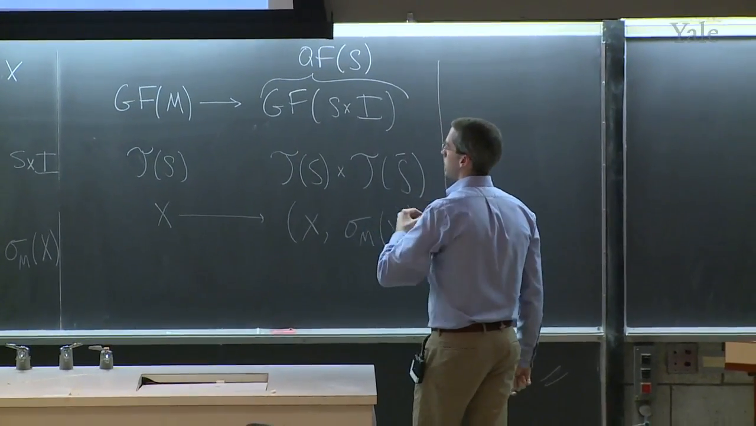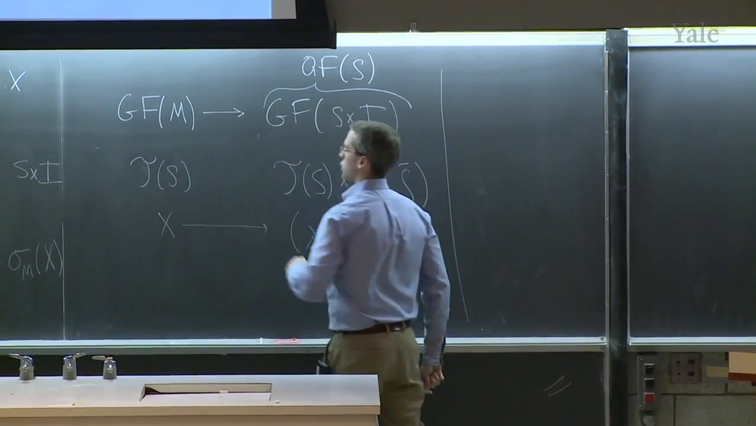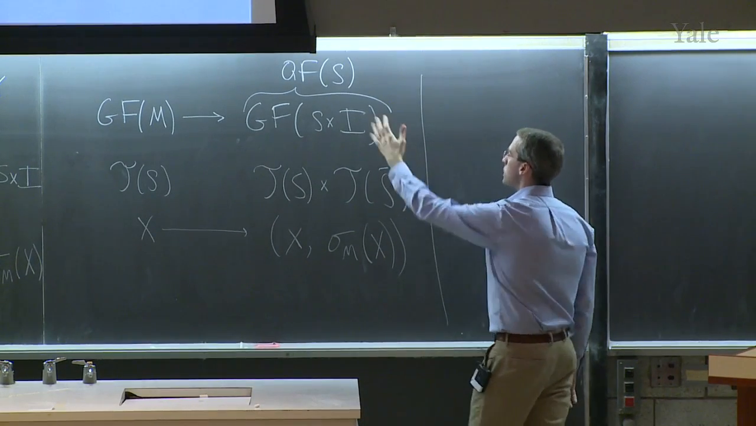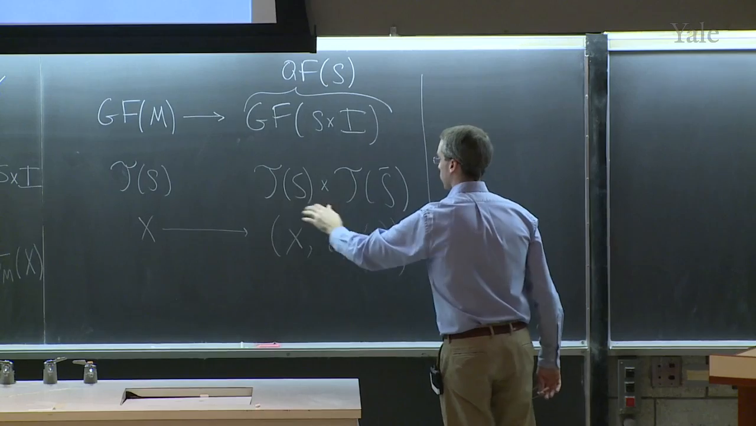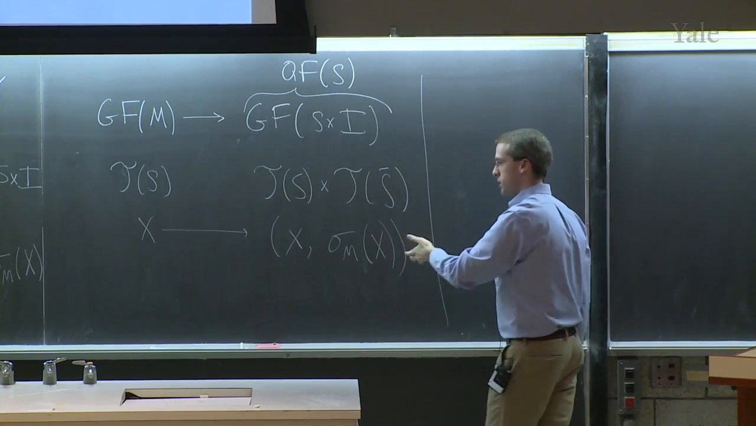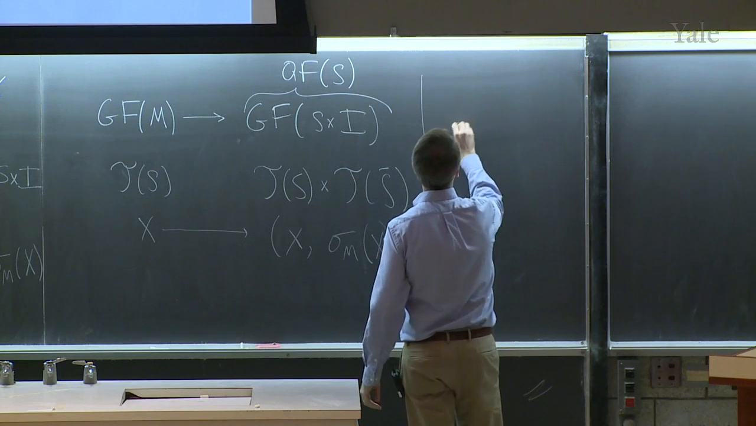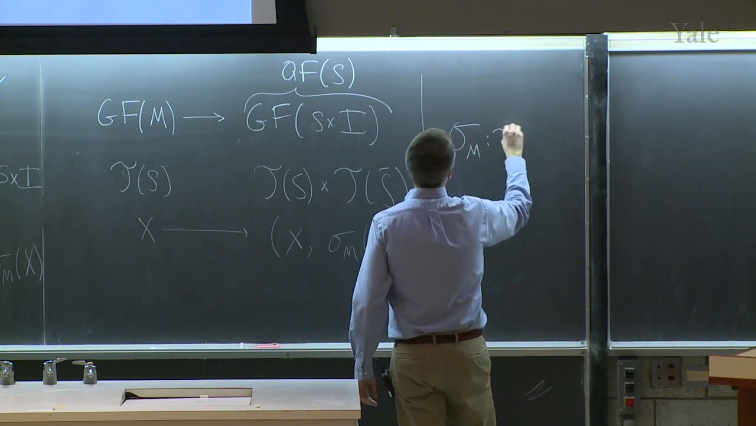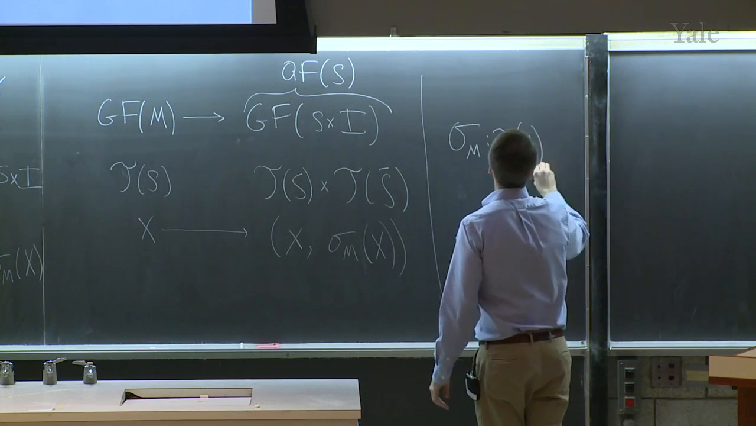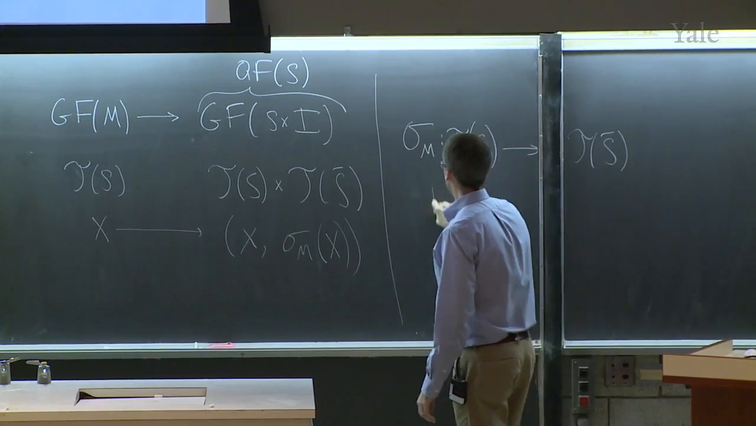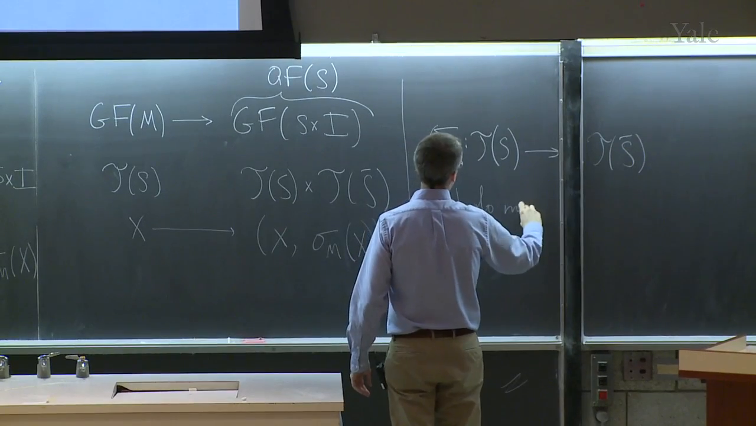So what this is saying is that the hyperbolic structures on M give you a family of quasi-Fuchsian groups. Quasi-Fuchsian groups can be thought of as pairs of Riemann surfaces. And so the pairs of Riemann surfaces that arise are the graph of a map. And that map is the skinning map. So that sigma M, as described here, is a map from the Teichmueller space of S to the Teichmueller space with the opposite orientation. This is actually a holomorphic map.